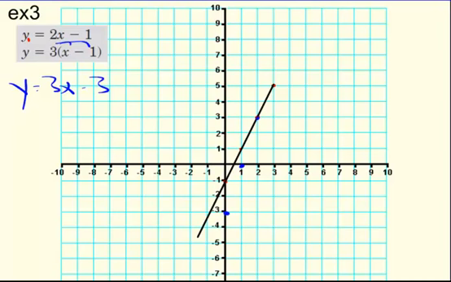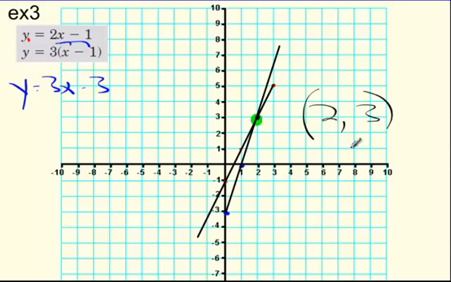Alright, so before I do anything else, I know this is the point of intersection. I'm going to work on trying to make this line as neat as I can. Make sure you're using a ruler for this. It'll help. Alright, so point of intersection, it looks like 2 for the x value and 3 for the y value.